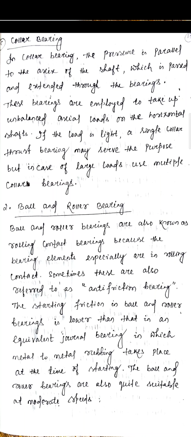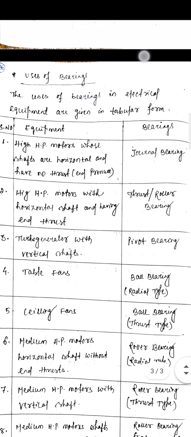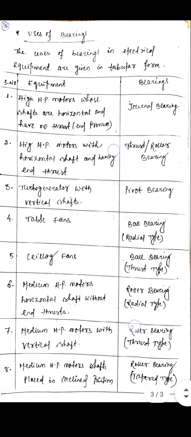So let's move to the use of different types of bearings in our electrical equipment or electrical devices. Here you can see a table where the use of bearings in different electrical equipment is given in tabular form. Suppose you are using a high horsepower motor whose shaft is horizontal and has no end thrust. In that case it is required to use the journal bearing.